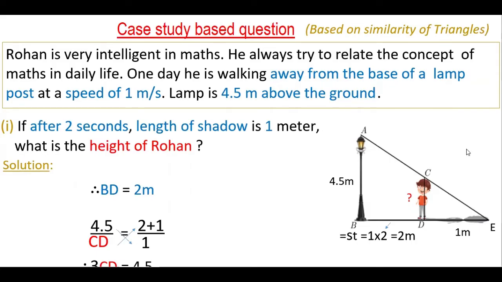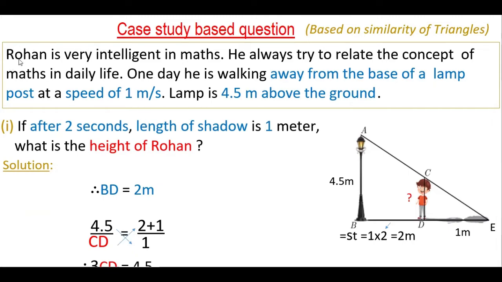Generally, case-based questions are given for 4 marks, that is 4 questions, and each question carries 1 mark. So you have to minimize the steps here, because 1 mark means you will get very little time. Let us go through the solution, then you will understand how to minimize the steps here.